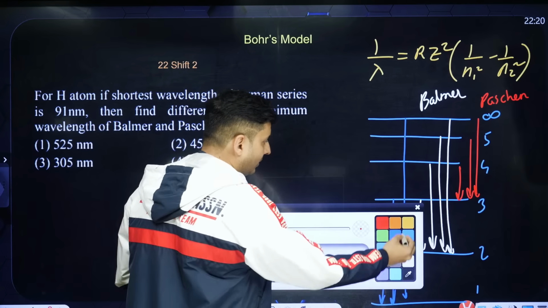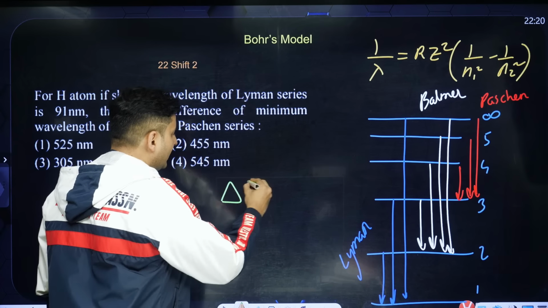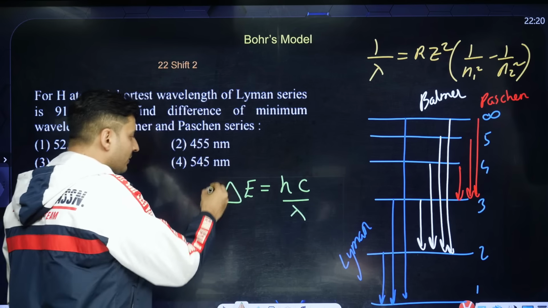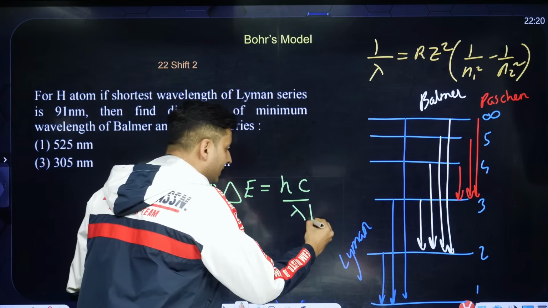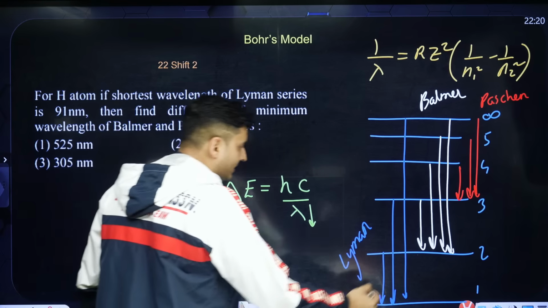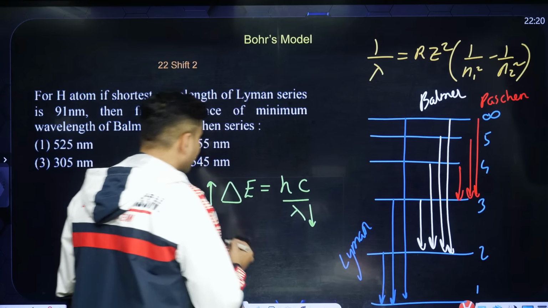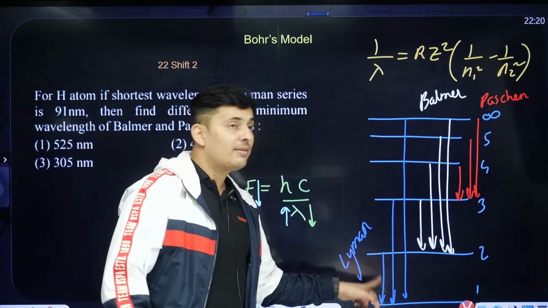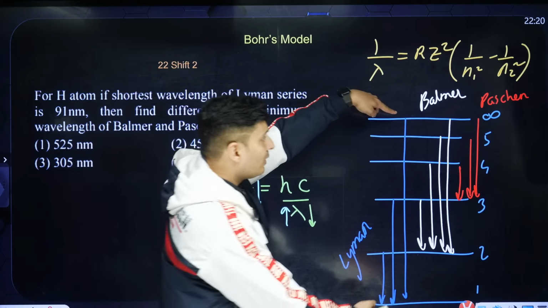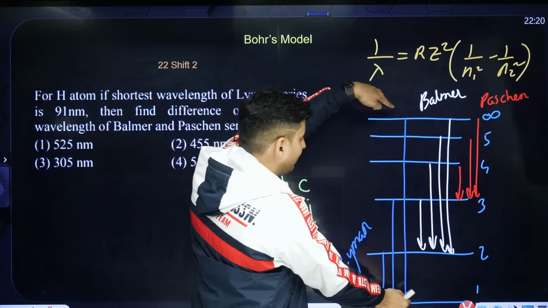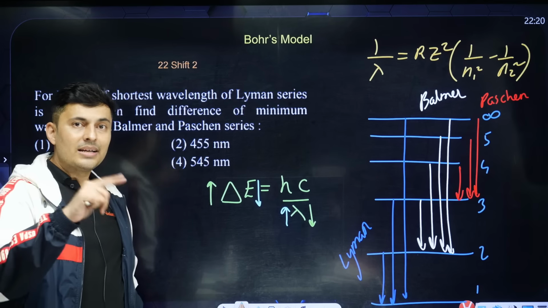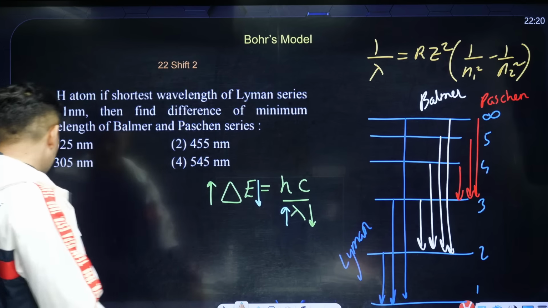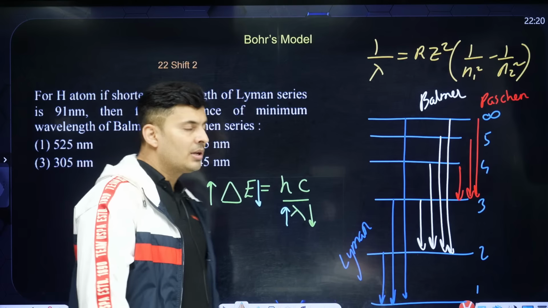Keep in mind smallest line versus largest line. How do I differentiate between that? The logic is delta E, the change in energy, is hc by lambda. So if the energy gap is more, the wavelength is less, and vice versa. If the energy gap is less, then the wavelength is more. So if the smallest wavelength of Lyman is asked, that means you will look for the largest energy difference, from infinity to 1. So it is opposite, energy and wavelength. Keep that in mind. These were the concepts which got repeated multiple times, my dear warriors.